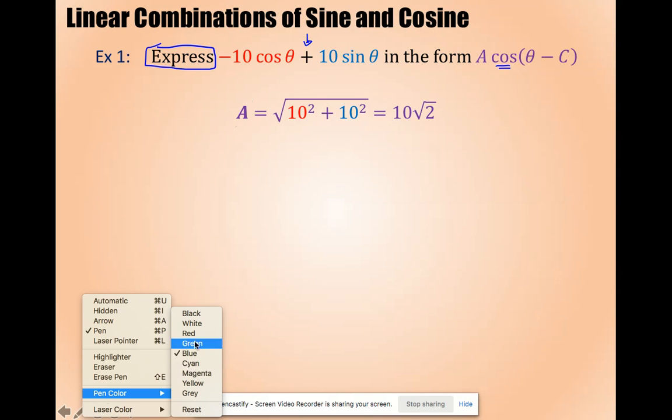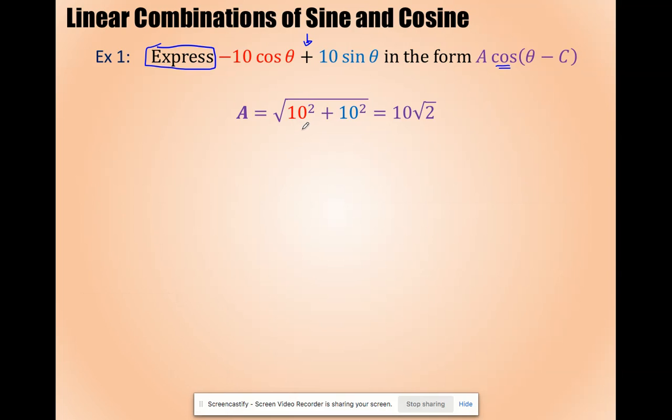So the dilation factor comes from Pythagoras, right? I didn't copy down the negative because I'm squaring. So 10 squared plus 10 squared is 10 root 2. Please don't give me a decimal approximation. If you said the square root of 200, I'd kind of eye roll you, but that's fine too.